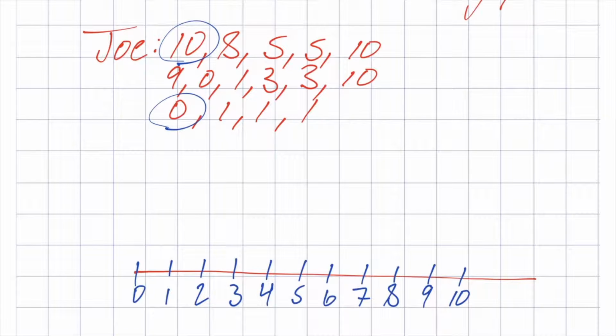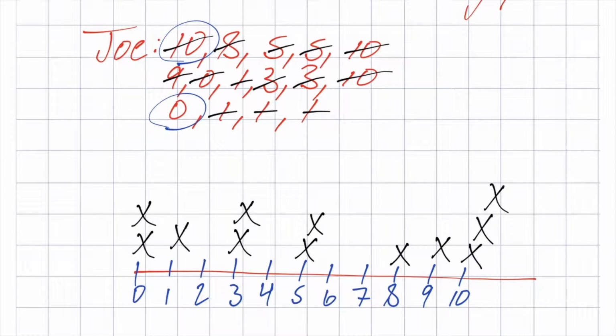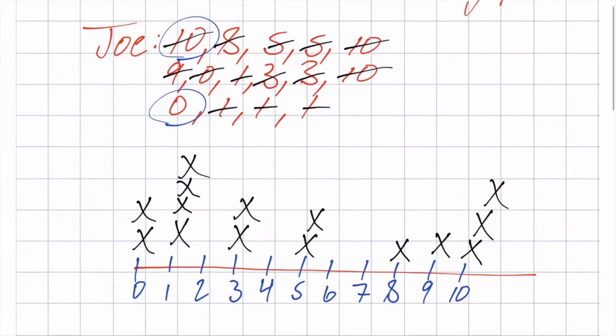10. There's 10. We don't need that anymore. 8. 5. 5. 10. 9. 0. 1. 3. 3. 10. 0. 1, 1, 1. Okay. And that's a dot plot. Done.